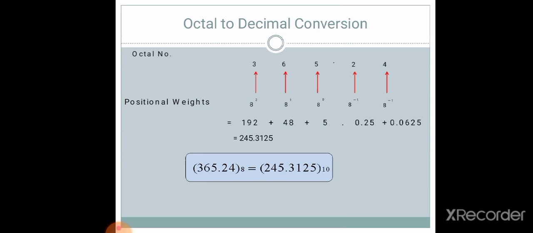So we'll take 8 for giving weight positions. Then after the fractional point, 2 is there. So for 2, 8 raised to minus 1. For 4, 8 raised to minus 2. By mistake I wrote -1 there in the PPT; you have to correct it there and take -2. Then 8 raised to 2.